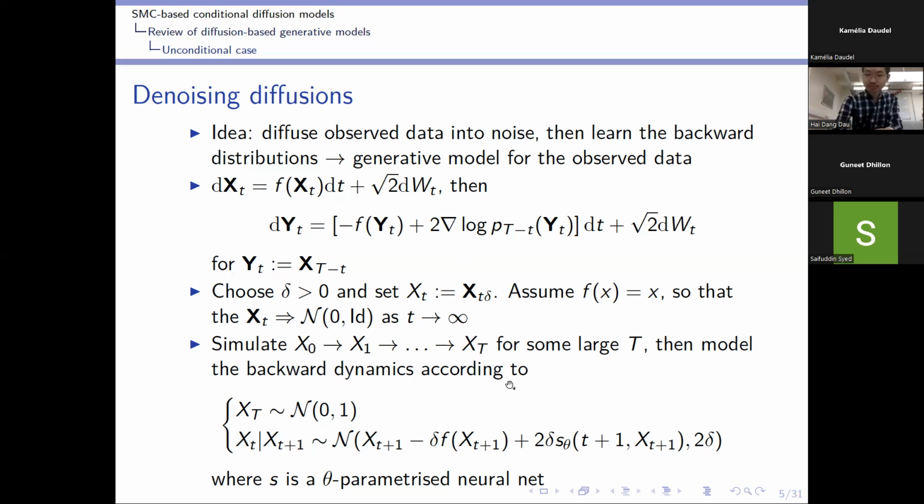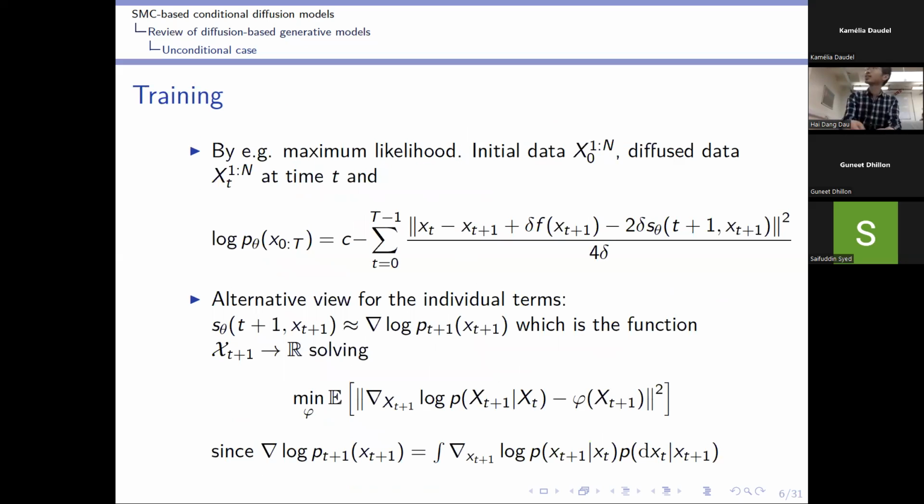There are many ways you can train this. The simplest way is to do maximum likelihood. You have initial data X0 and diffused data Xt. Then you can write the log likelihood with respect to theta, which is written there. You have Xt+1, the drift term, and the neural network part. There is also an alternative view for the individual terms, so that you can see why this is consistent.